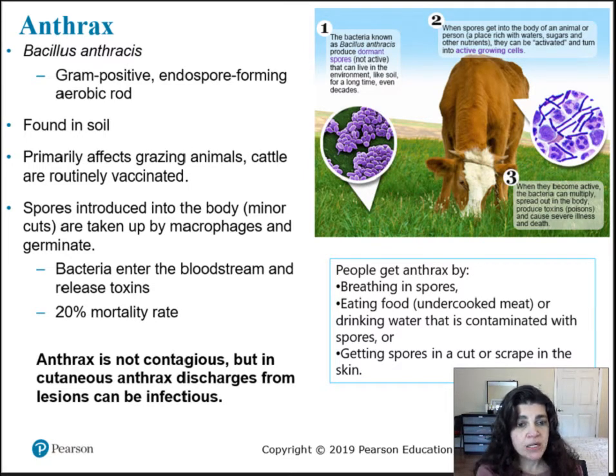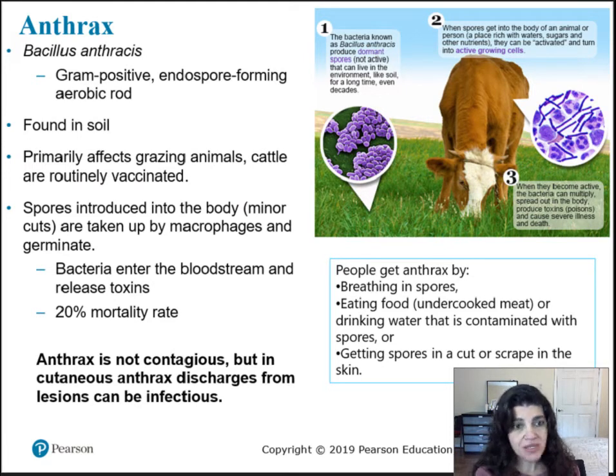Okay? These bacteria, when they enter the bloodstream, can release toxins, and 20% of the cases of this disease are fatal. This bacteria is not contagious, but if you have contact with discharges from cutaneous anthrax or direct contact with the lesions, you can get infected. Usually you get it by breathing in the spores, eating undercooked meat, drinking water that is contaminated with the spores, or getting spores through the skin in a cut, for example.